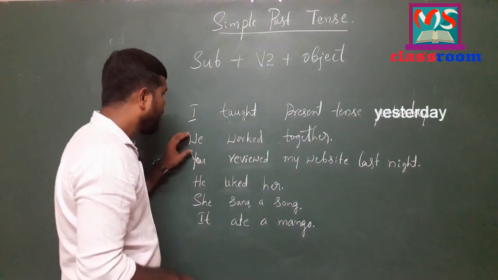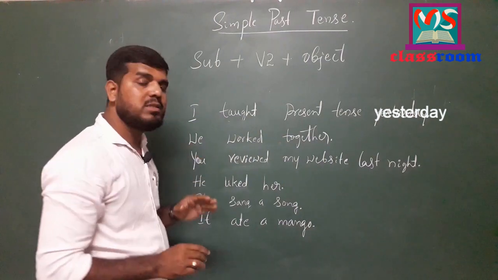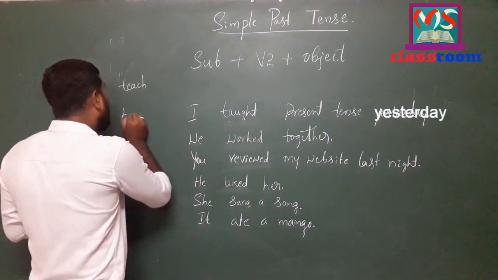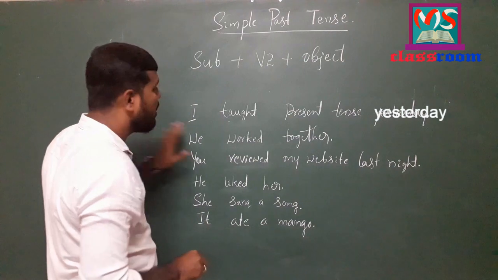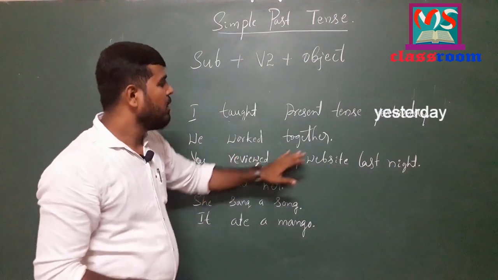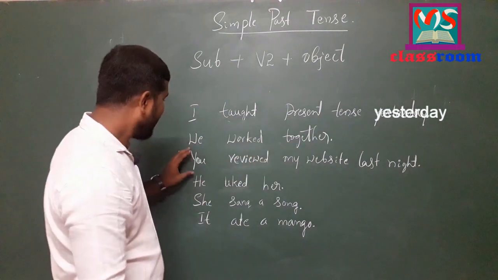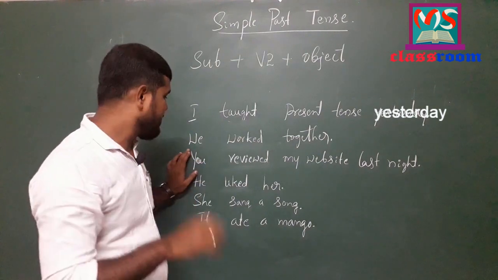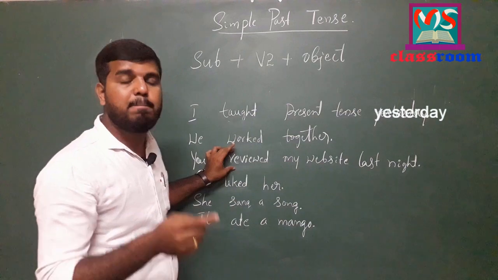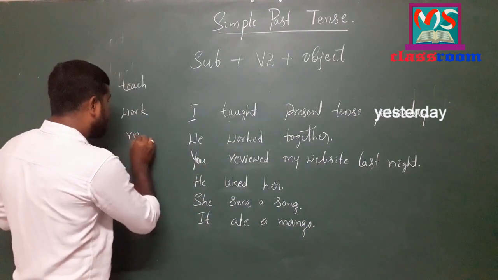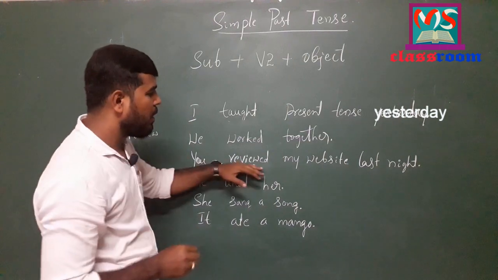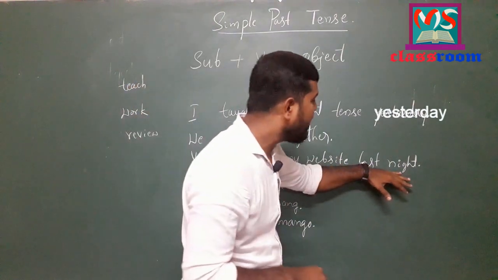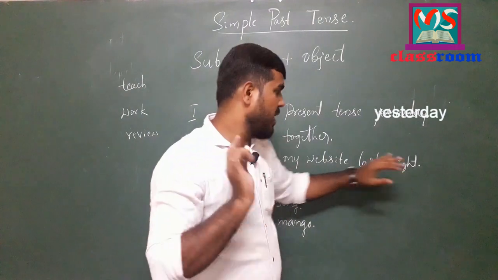Move to next example. We worked together. We is first person plural subject and worked is past form of the verb work. And here: work, worked, working. Together is object. Move to next example. You is second person singular as well as plural subject, and reviewed is past form of the verb review. Reviewing. My website is object, last night is adverb which shows the past time.